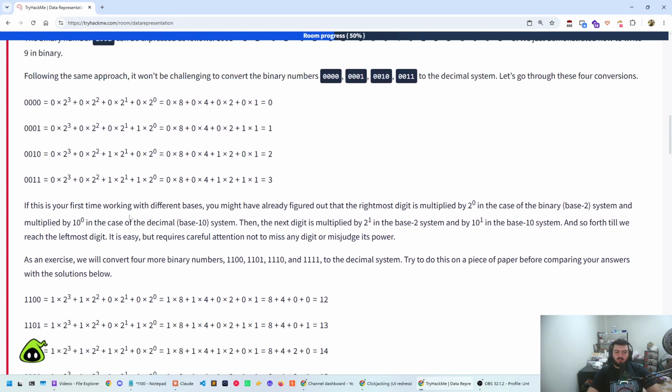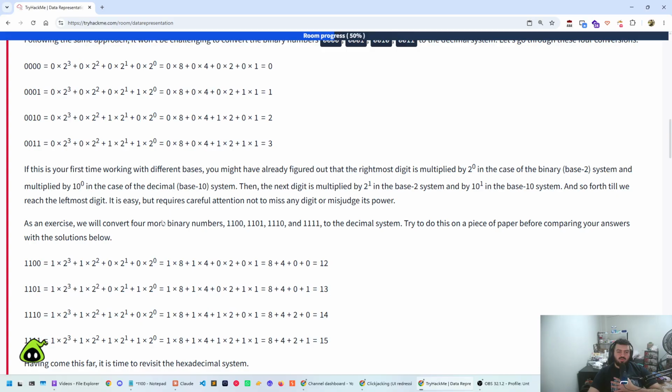If this is your first time working with different bases, you might have already figured out that the rightmost digit is multiplied by 2 to the power of 0 in the case of the binary base 2 system, and multiplied by 10 to the power of 0 in case of decimal base 10 system. Then the next digit is multiplied by 2 to the power of 1 in the base 2 system, and by 10 to the power of 1 in the base 10 system, and so forth, till we reach the leftmost digit. It is easy, but requires careful attention not to miss any digit or misjudge its power.